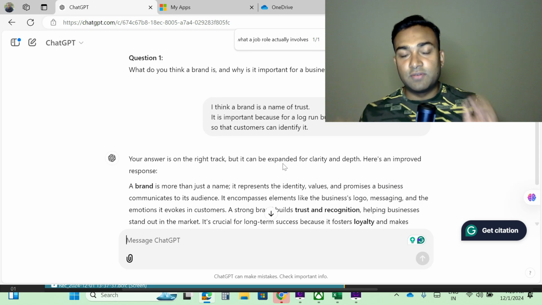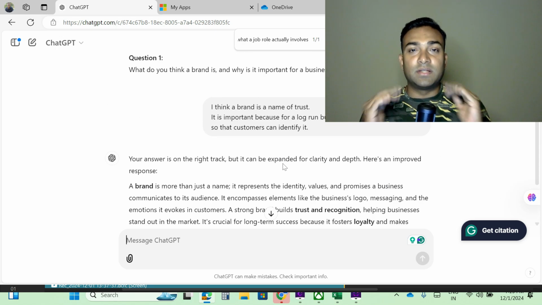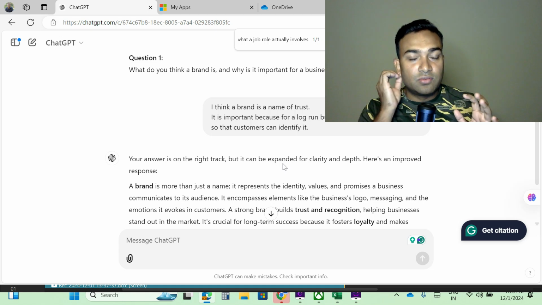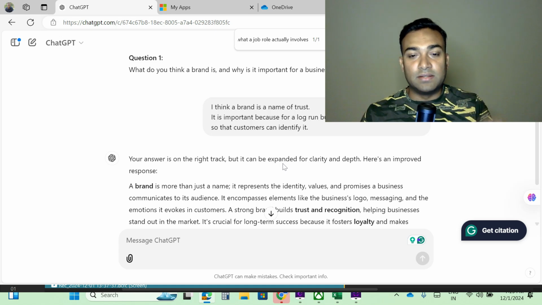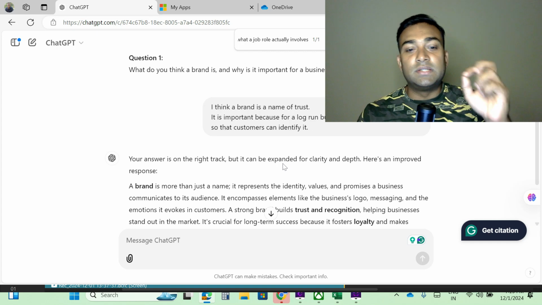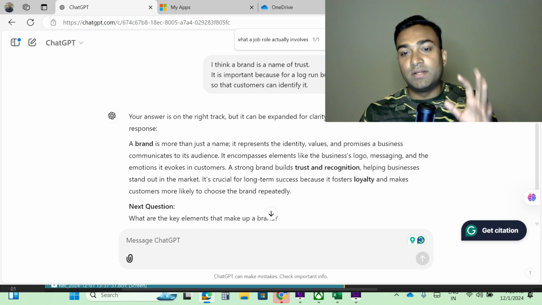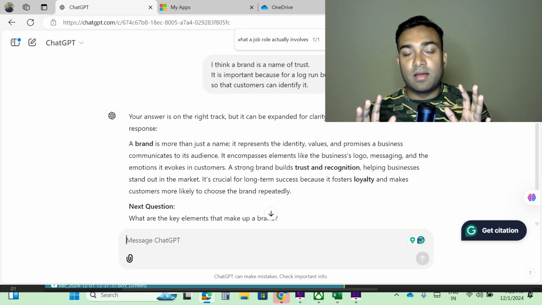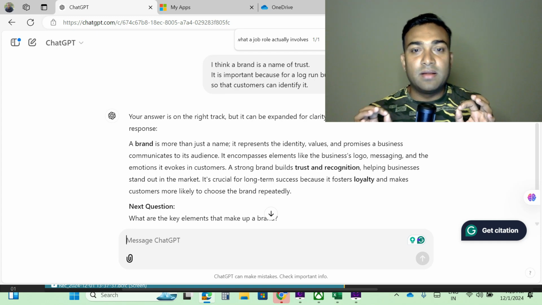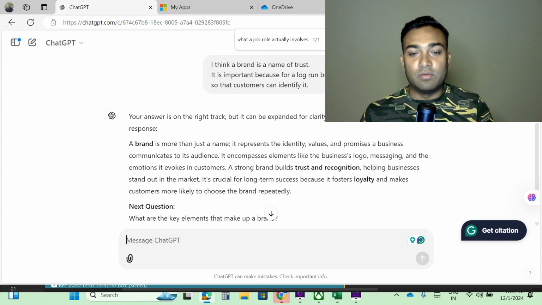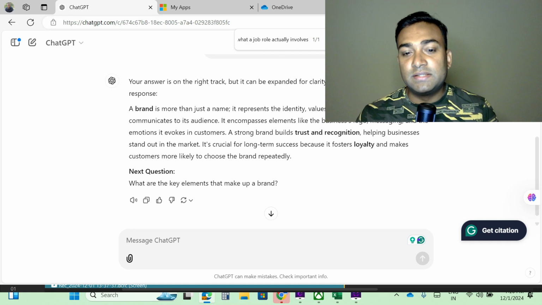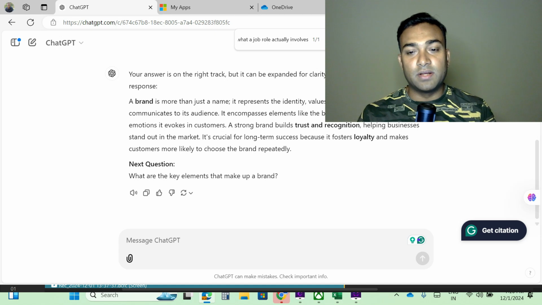Okay, so see, ChatGPT has corrected my answer. It said it was on track, but it can be more in depth and detailed. So now ChatGPT has given me the detailed answer about what a brand is and why it is important. I did not know it, but as of now I know it. Now it is asking me the next question after providing the answer.